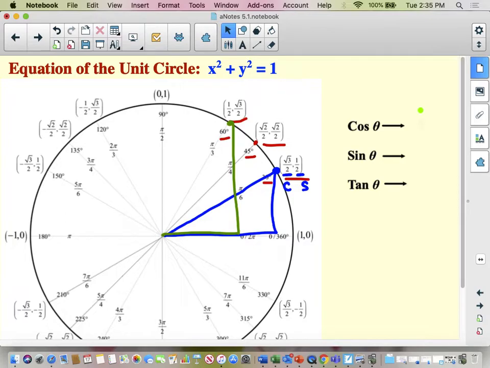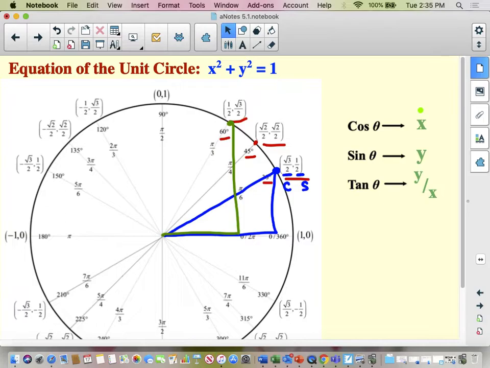So just to summarize, since I keep referring to this, your cosine of any angle is going to be the x-coordinate, sine of the angle is going to be the y-coordinate, and then tangent, which we'll get into more detail later, but you'll want to make note of that as well. The tangent ratio is y divided by x, or sine divided by cosine, if you prefer.